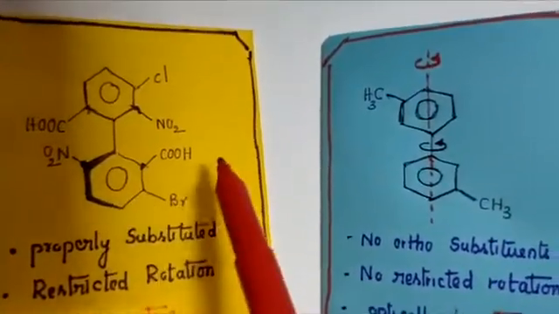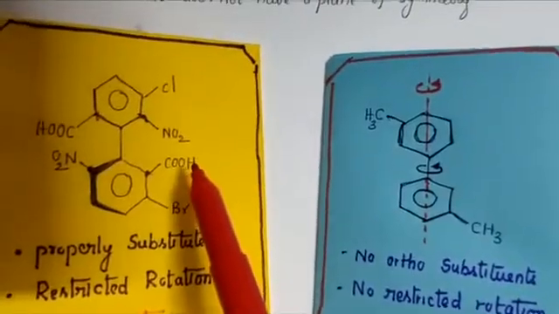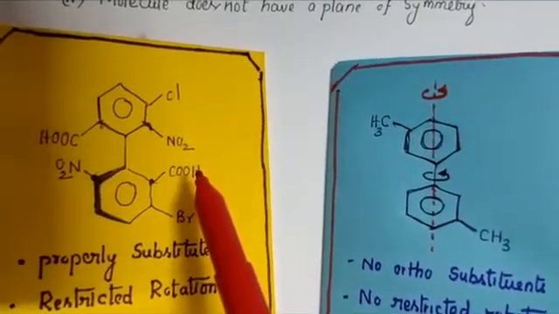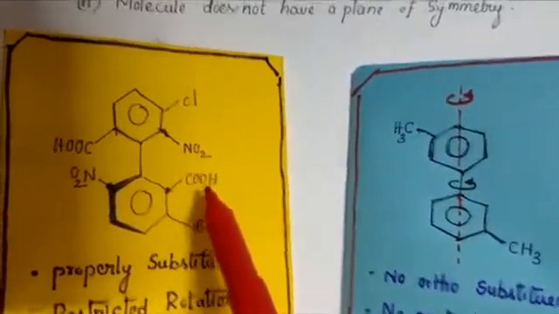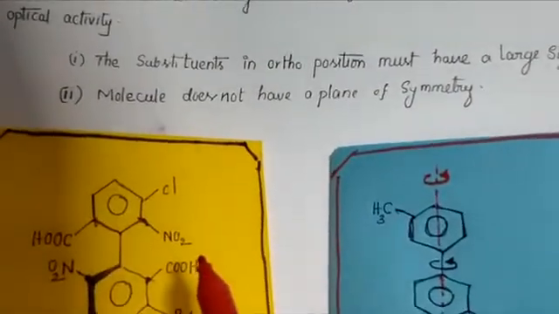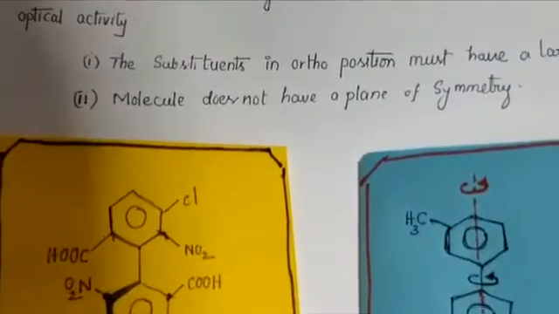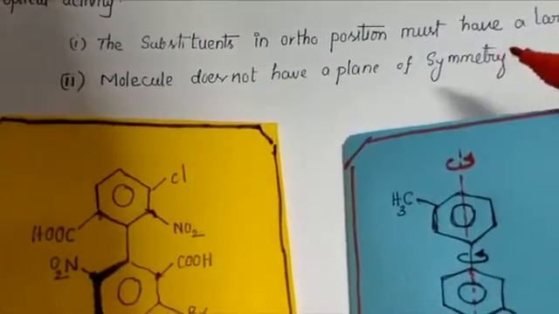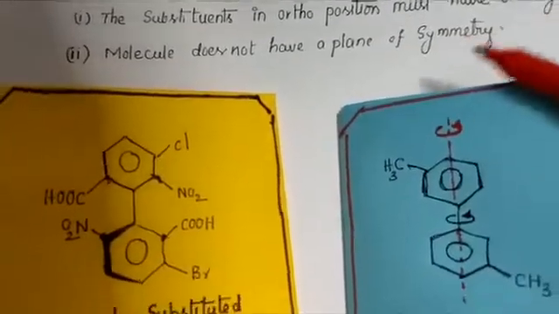If the substituents are smaller, such as hydrogen, fluorine or OCH3, in that case the rotation of the ortho position ring will not be prevented. Only if the substituents are bulkier will the molecule show optical activity. What will happen if the substituents are bulkier? The molecule will not be in plane, it will lose its planarity. That is why it does not have any plane of symmetry.